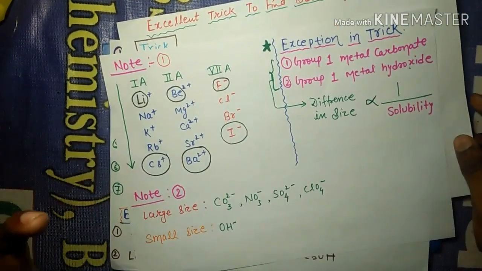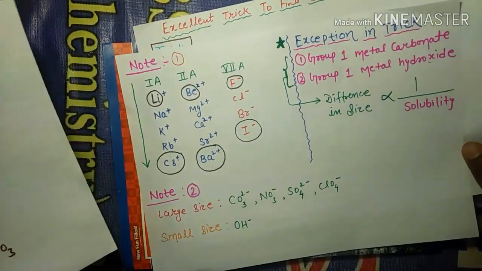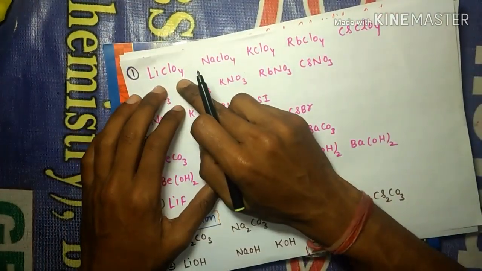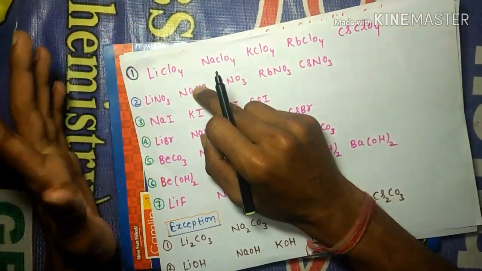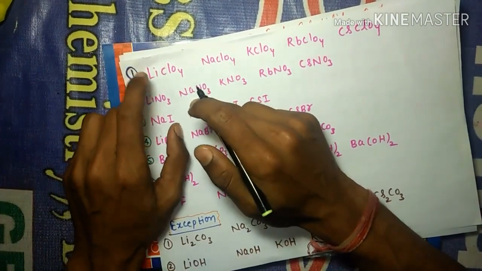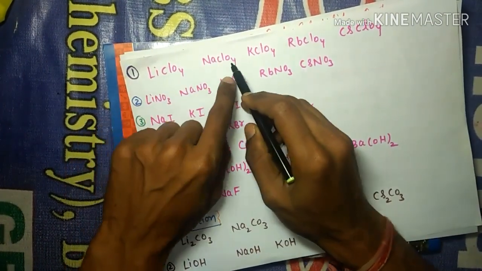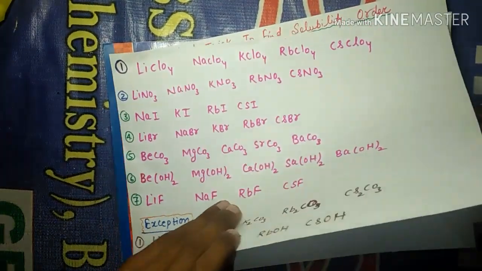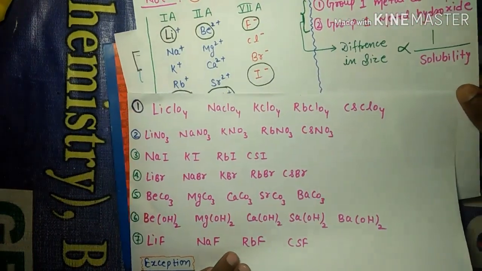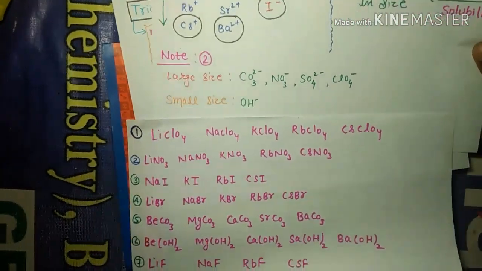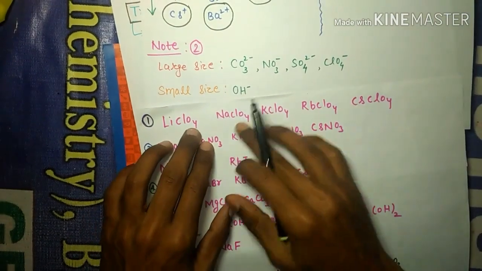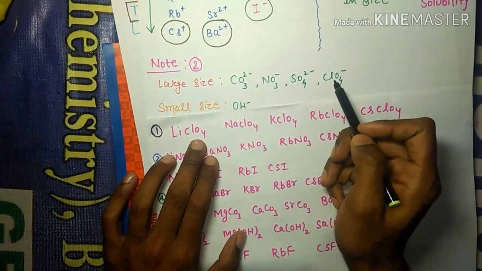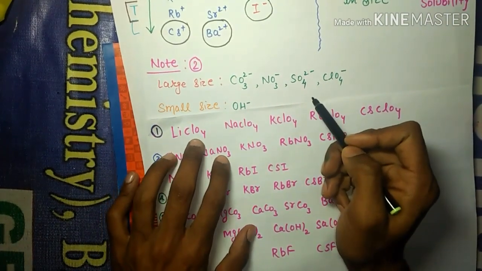Now we see a question so that you get more clarity. The first question is: arrange the following in solubility order. LiClO4, NaClO4, KClO4, RbClO4, CsClO4. Now what we studied on the previous page is that ClO4 minus has a larger size.